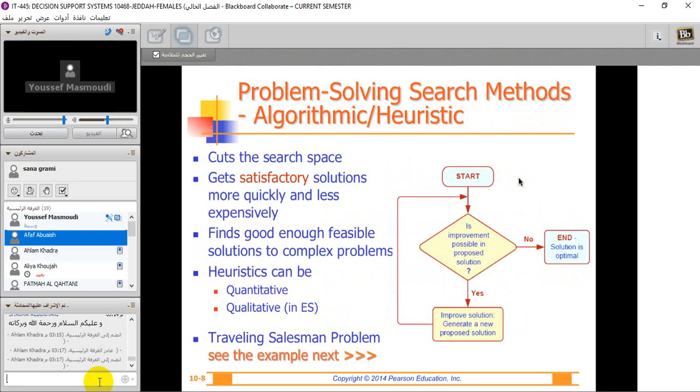Problem solving search methods: algorithmic and heuristic. If you remember the algorithms that we saw, like the k-means algorithm, this is heuristic because it is an intelligent algorithm that will give you a good enough solution. It's not the optimal. It's good enough. It relies on determining the center of gravity, and we will assign the points to the nearest center of gravity.